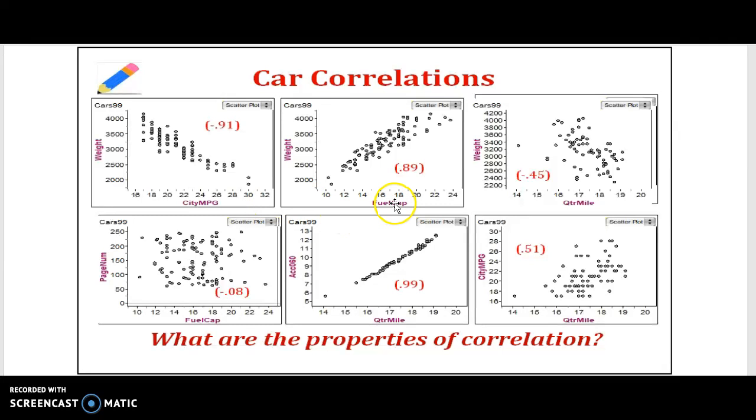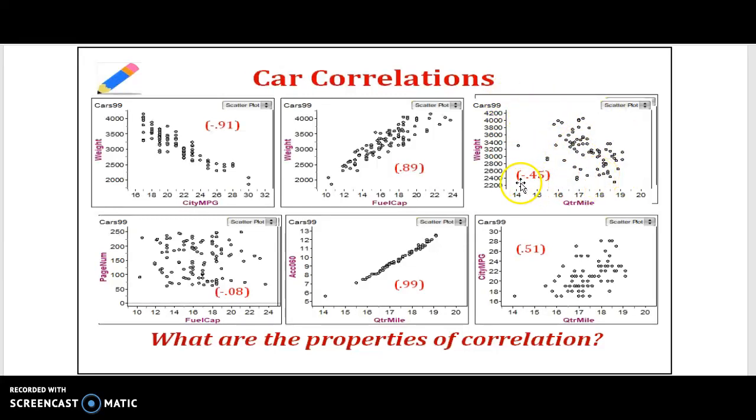Here we have fuel capacity and weight. As the fuel capacity increases, the weight of the car increases, and that's a strong or moderately strong positive association. This is QTR, quarter mile, and weight, and it doesn't matter what those variables are. You see that the plots look like they're kind of all over the place. There is some sort of negative association.